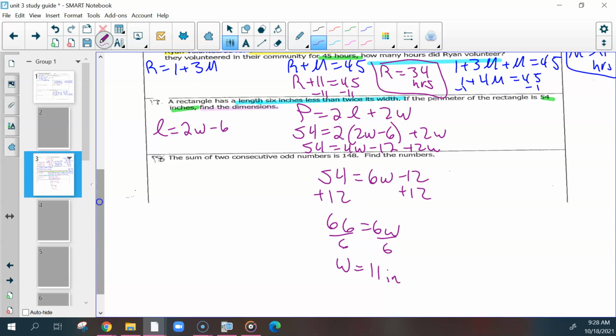And then we can put 11 back in for L, or we can put it back in here, either or. I'm just going to put it back in for L. We have 22 minus 6. L would be what?